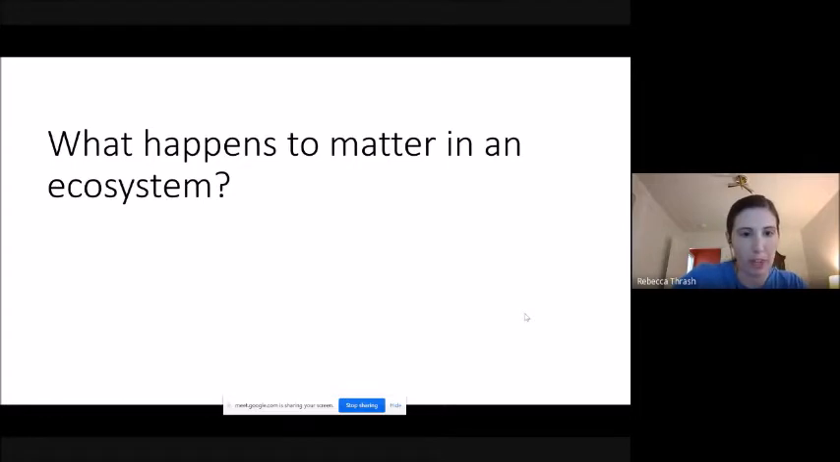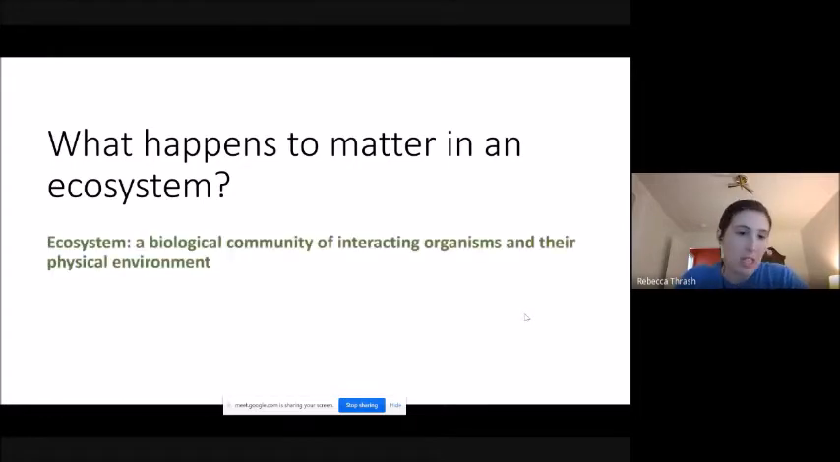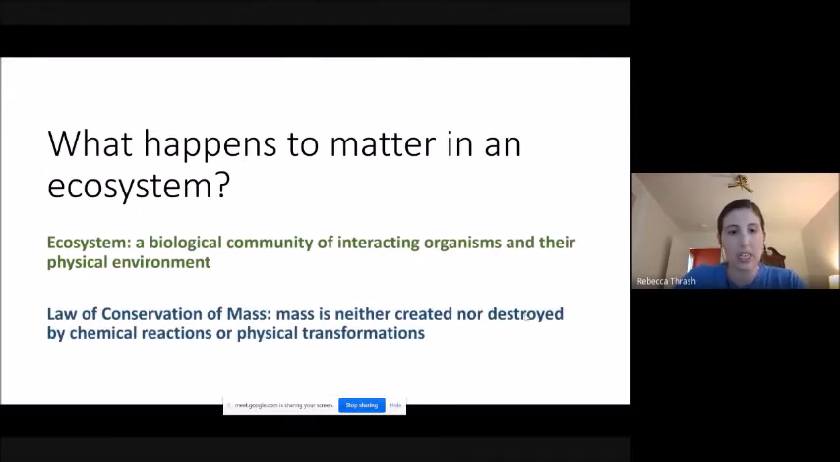So a little bit of background information from last week. An ecosystem is a biological community of interacting organisms and their physical environment. And one more key piece of information that'll make a lot of this a little easier to understand is something that you might have learned in biology, physics, or physical science, which is the law of conservation of mass. So mass or matter is not created or destroyed by chemical reactions or physical transformations.